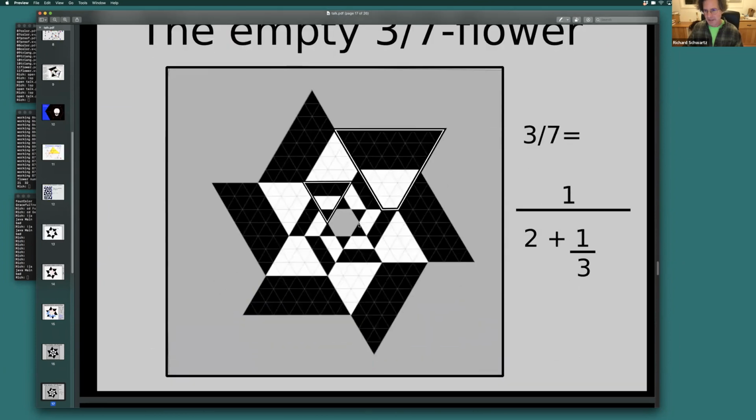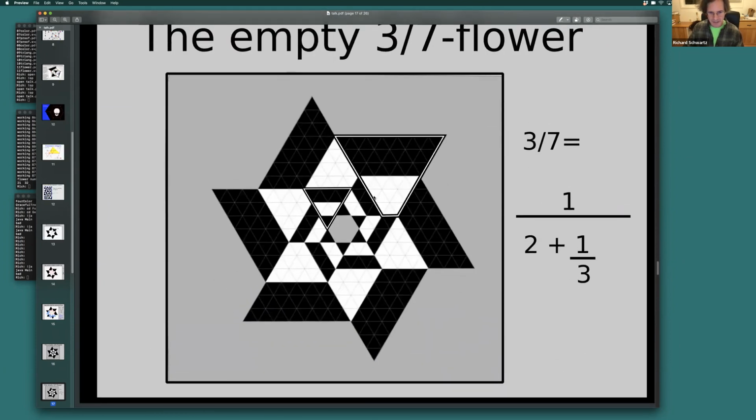Here is the empty 3/7 flower, and you can actually see the continued fraction in this. Here I've joined these two trapezoids that want to fit together to make a bigger trapezoid. And likewise, so do these. If you count the number of stripes, here there's 2, and here there's 3. And this, in fact, gives you the continued fraction expansion. So this is another way to see it.